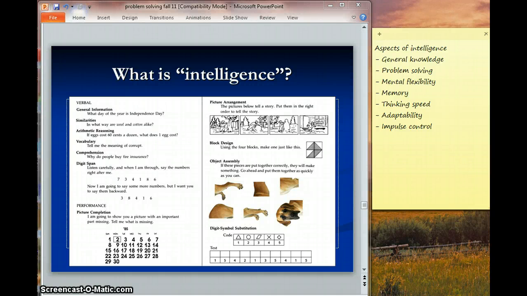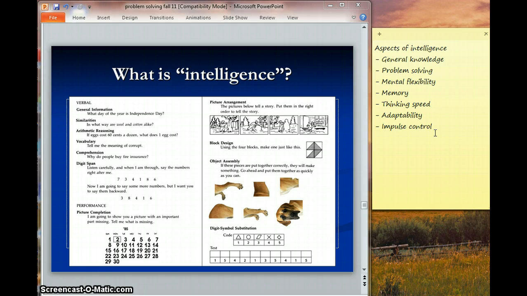Now we move on to intelligence. And when we talk about somebody being intelligent, we often mean a collection of things. And so I just jotted down some ideas over here on my little sticky note of the sorts of things that we might be referring to when we say that somebody's intelligent.